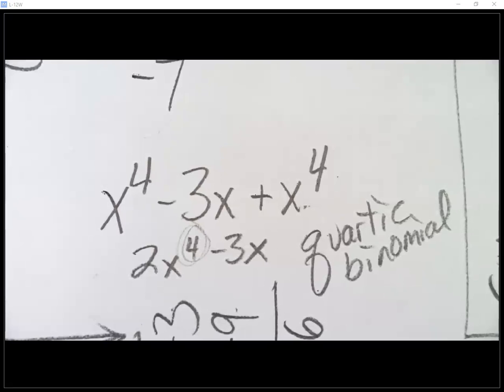For degree, 0 is constant, 1 is linear, 2 is quadratic, 3 cubic, 4 quartic, and 5 is quintic. Anything past that, you would just say 6th degree, 7th degree, 8th degree, whatever. Okay, easy peasy? Yeah. That is one of everything, I believe.